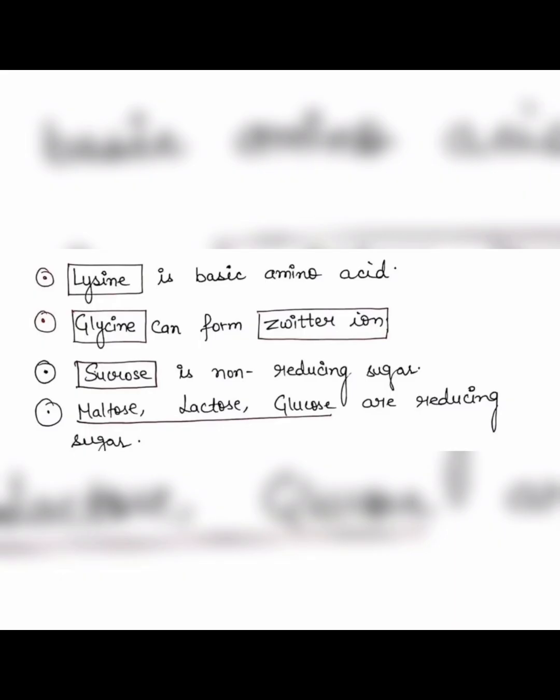Lysine is a basic amino acid, and glycine can form a zwitterionic form, which is also considered as a dipolar ion. Sucrose is the only example of a non-reducing sugar included in your syllabus, whereas other disaccharides, that is maltose and lactose, are all considered reducing sugars, and the monosaccharide glucose is also a reducing sugar.